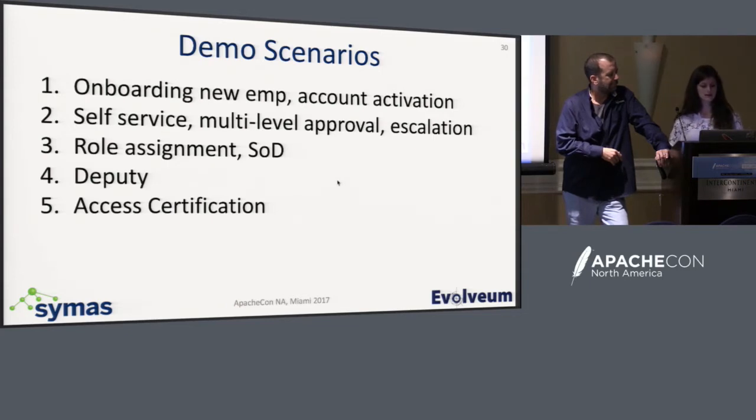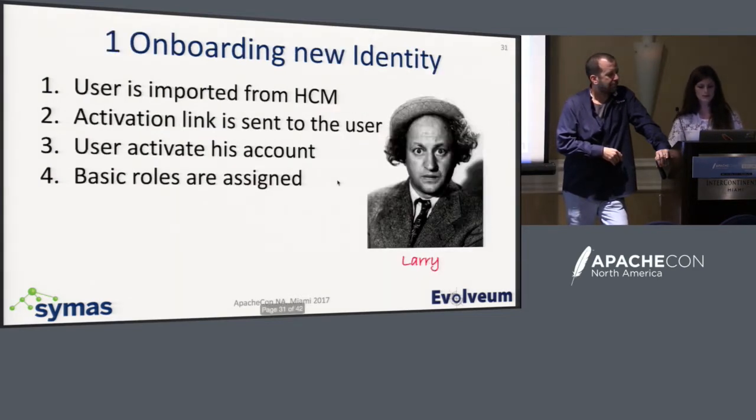Next scenario is role assignment. For example, some manager needs to assign permissions for the user. And in this scenario, we will show the segregation of duty. The next scenario is deputy, and last but not least is the access certification. So the first scenario is onboarding new identity.